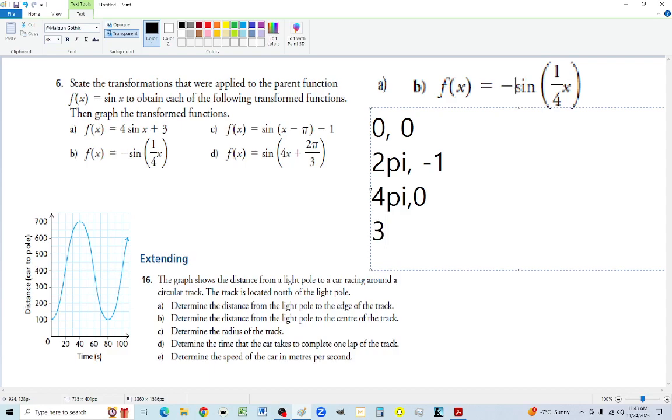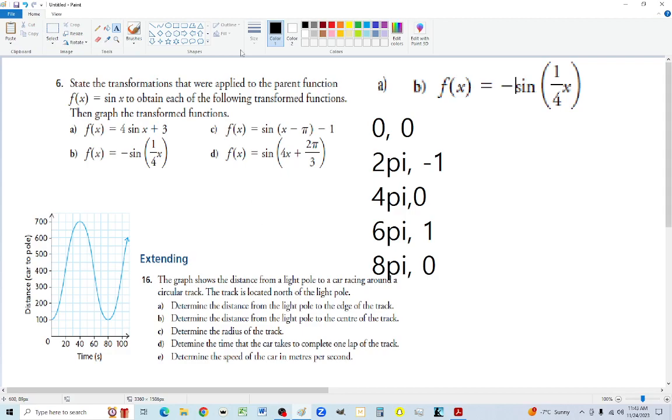Then we get the 3 pi over 2, minus 1. If we multiply this by minus 1, we get 1. It's finally going up now. We multiply this by 4, we get 6 pi. And then the last one, which is 2 pi, we multiply that by 4, we get 8 pi. And we take the 0 multiplied by minus 1, and that's what we get.